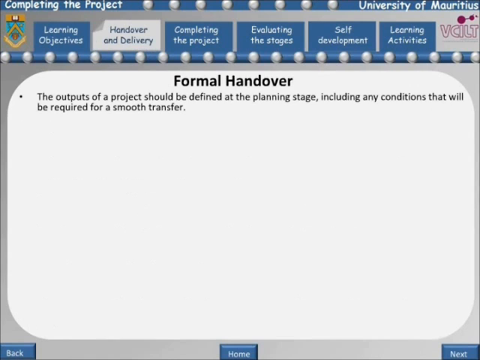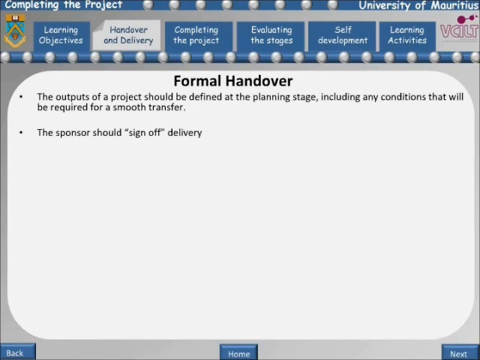The outputs of a project should be defined at the planning stage, including any conditions that will be required for a smooth transfer. Each outcome should be formally handed over to the sponsor, who should confirm their delivery, that is, sign off, so that there is no dispute about whether outcomes have been completed.